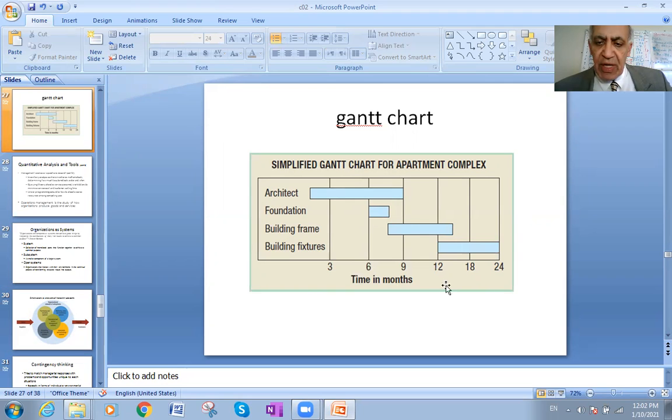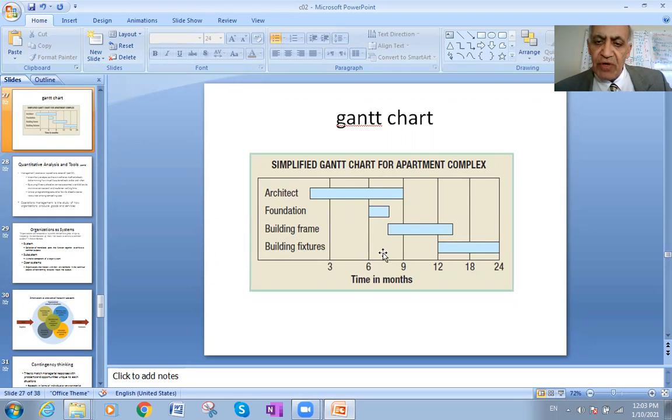For example, between month 12 and month 18, we will have only two processes. Building the frame will end on, for example, month 14, but building fixtures will continue until month 18, then it will complete to month 24. So we expect from 18 to 24 to have building fixtures only, while the architect will be until month 9.